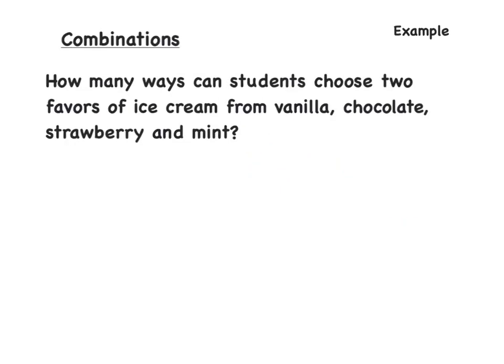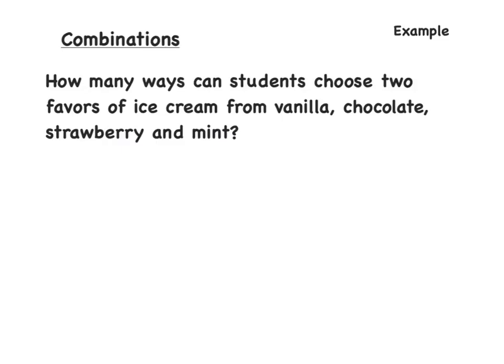So now we're going to focus on some combinations. We have this problem. How many ways can students choose 2 flavors of ice cream from vanilla, chocolate, strawberry, and mint? Now this is a combination because the order really does not matter. If you get vanilla and chocolate, it's the exact same as getting chocolate and vanilla. I'm going to show you 2 different ways to do it. Either way is perfectly fine.